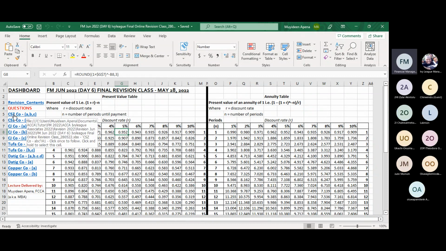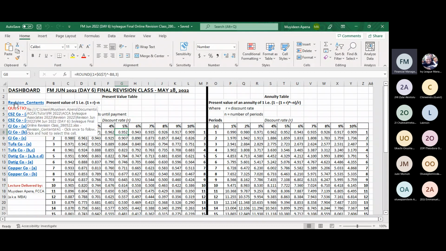All right, so once again, good afternoon. So the first question we will be dealing with is CSZ code. Also, we'll look at CJ code, then TUFA code, DATI code, and copper code. So the intention is to finish all of these questions today, being the final revision class.